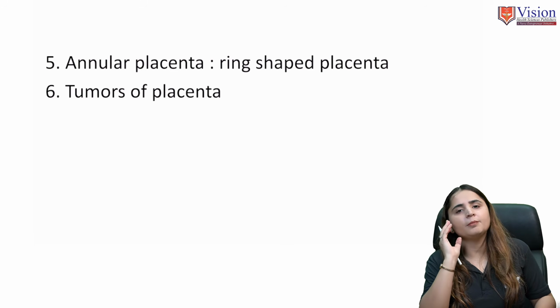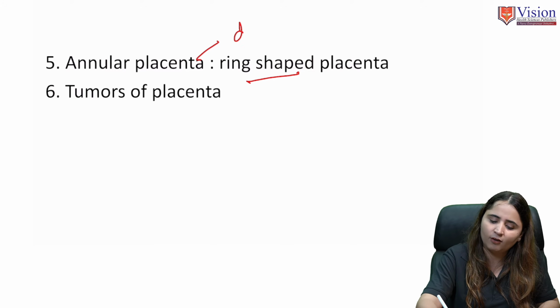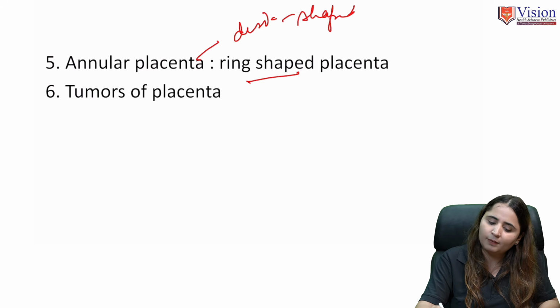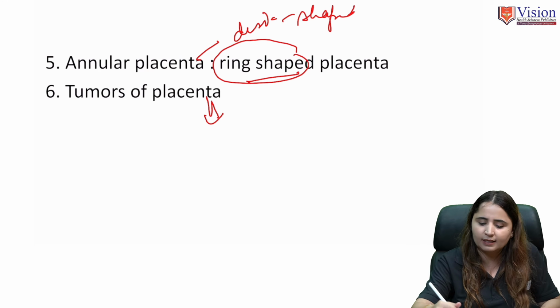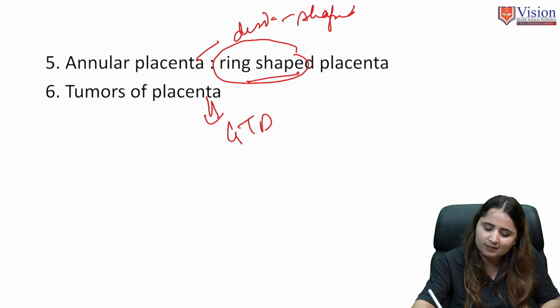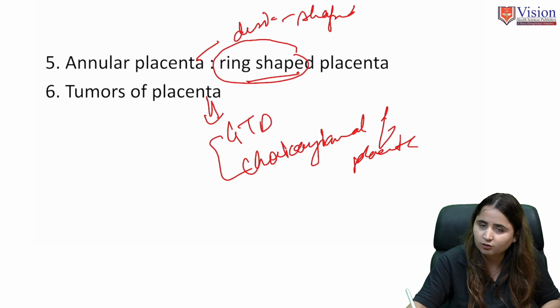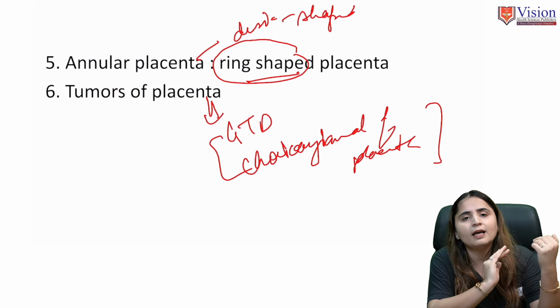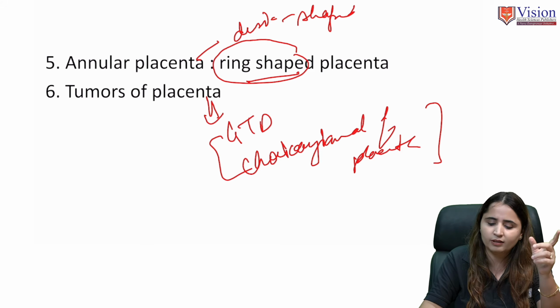And then there can be other abnormalities of the placenta, like annular placenta. We know that the normal shape of the placenta is discoid, but here the shape of the placenta is ring-shaped. In some conditions there can be tumors of the placenta like gestational trophoblastic disease or chorioangioma of the placenta, which we'll discuss in ectopic pregnancy. So these all were the abnormalities of the placenta. Now we are going to discuss the abnormalities of the umbilical cord.